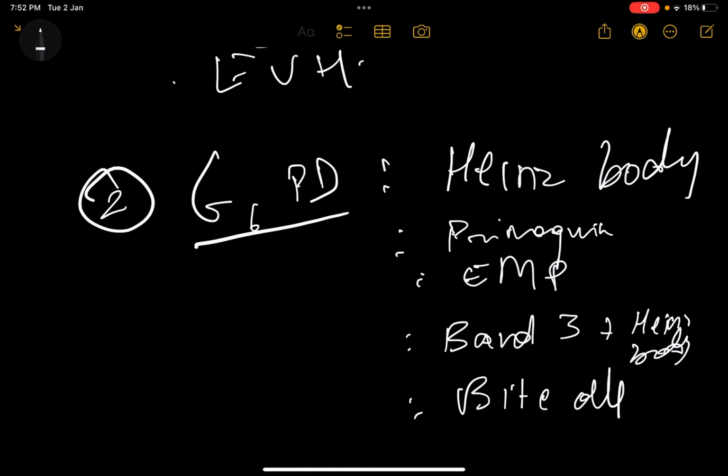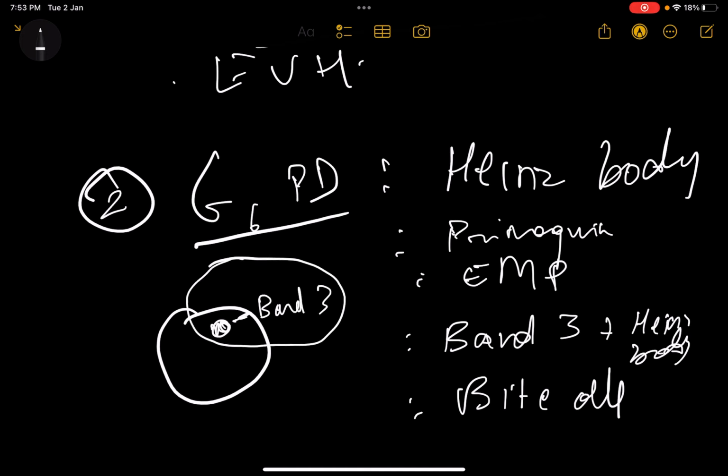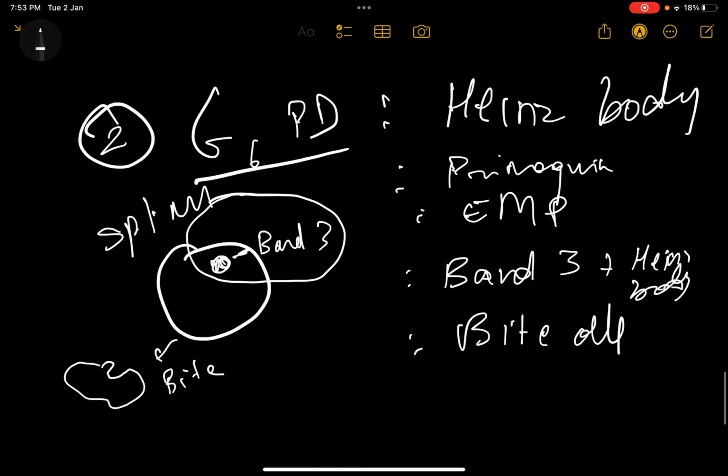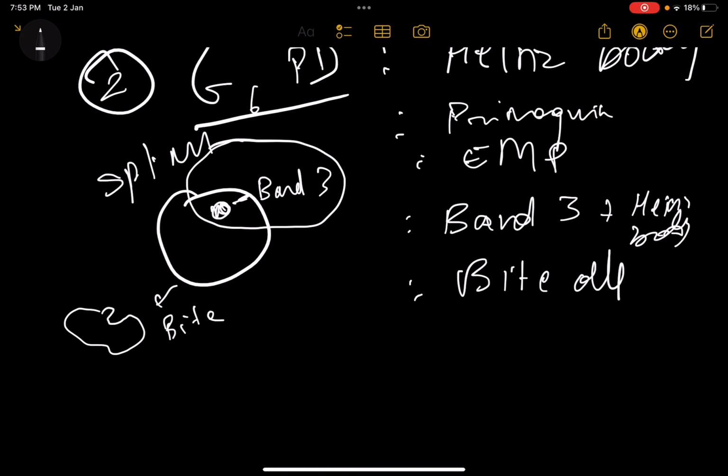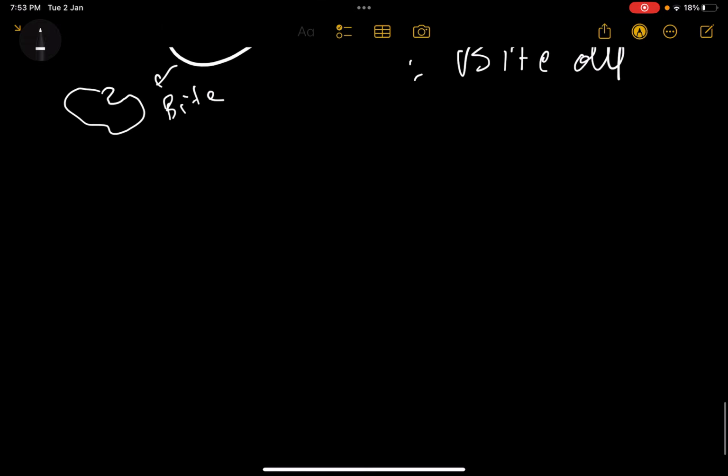Okay, so basically the RBC with the Heinz body gets attached to the band 3 complex, and the band 3 complex is then phagocytosed by the splenic macrophages, right? So they actually form something called a bite cell, as if you've taken a bite. They'll tell you this, all right? Simple stuff. So far so good.